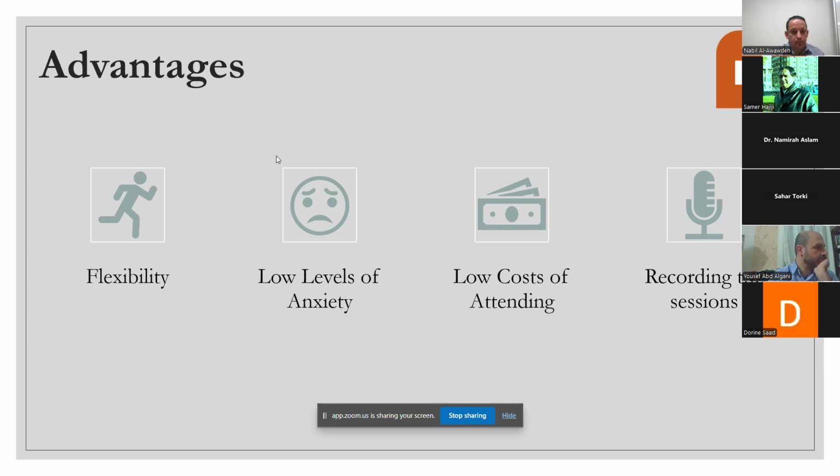Many students think that in online learning, they experience low levels of anxiety. However, in face-to-face learning, they are more anxious. The next advantage is that online learning costs less than face-to-face learning. And the last advantage that was mentioned in the papers is the option to record the sessions. Students who do not understand the class or who are absent can go back and watch the recorded sessions.